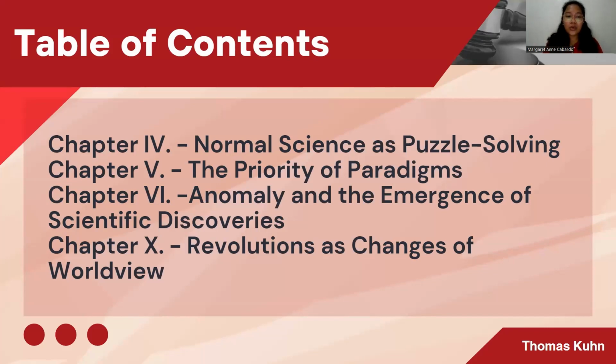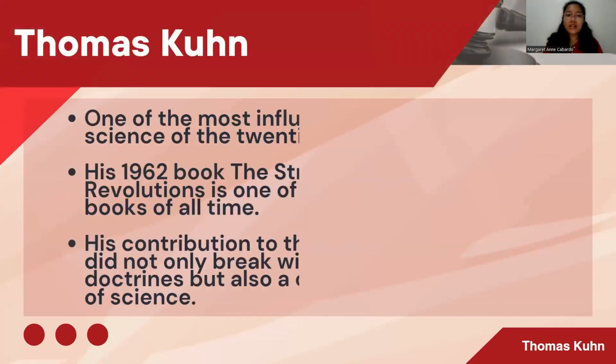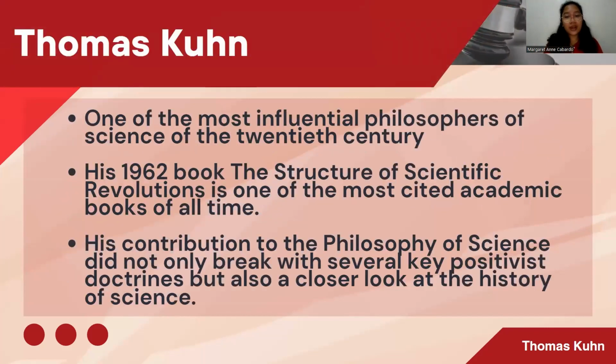Now, let's talk about who Thomas Kuhn is. Thomas Kuhn is one of the most influential philosophers of science of the 20th century. His 1962 book, The Structure of Scientific Revolutions, is one of the most cited academic books of all time. His contribution to the philosophy of science did not only break with several key positivist doctrines, but also took a closer look at the history of science.